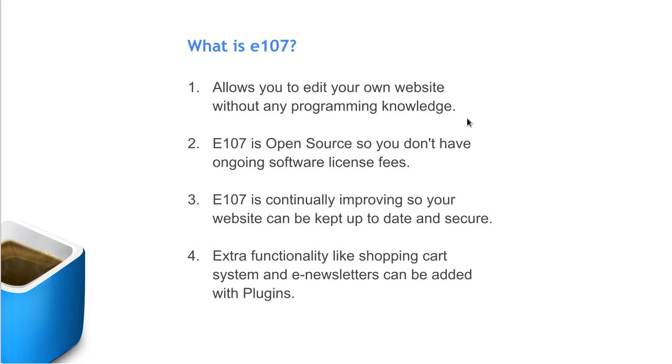So first, I've explained what E107 is. Again, it's a content management system that allows you to update your own website without any programming knowledge. E107 is open source, so you don't have any ongoing software license fees. E107 is continually improving, so your website can be kept up to date and secure. And it also has extra functionality that you can add, like a shopping cart system or e-newsletters that you can add by installing new plugins.